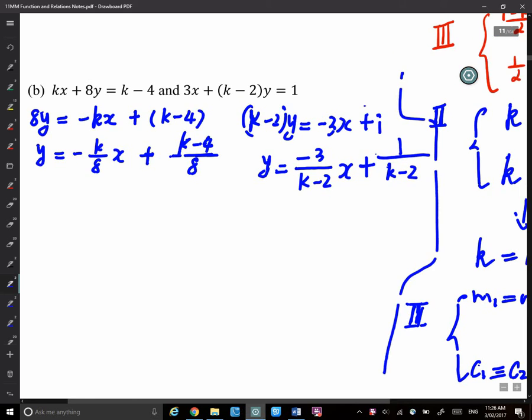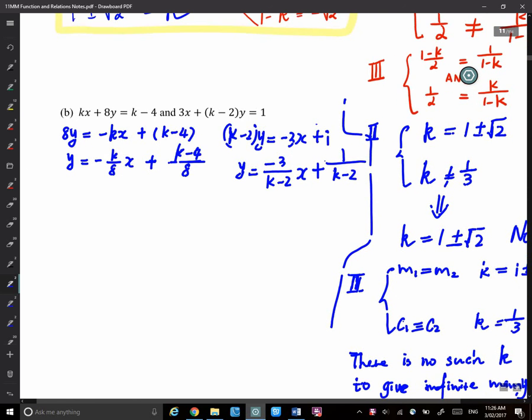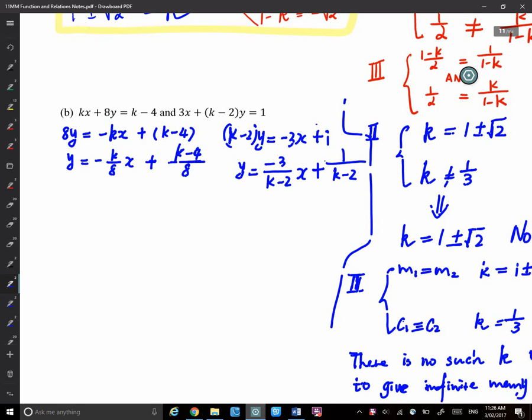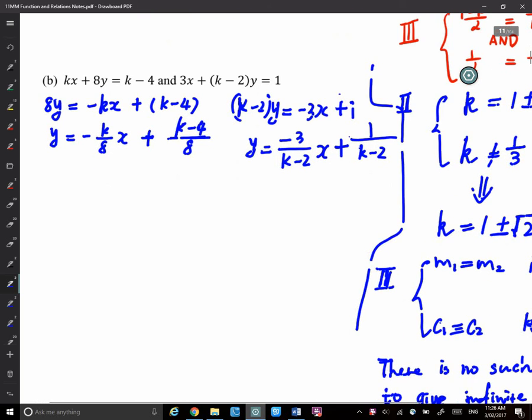Okay, if you have read this, we'll have minus k over 8 x plus (k minus 4) over 8. That's for the first linear. And for the second one, we have y equals minus 3 over (k minus 2) x plus 1 over (k minus 2). So we have m1 equals minus k over 8, m2 equals minus 3 over (k minus 2). And we have (k minus 4) over 8 is c1, and 1 over (k minus 2) is c2.